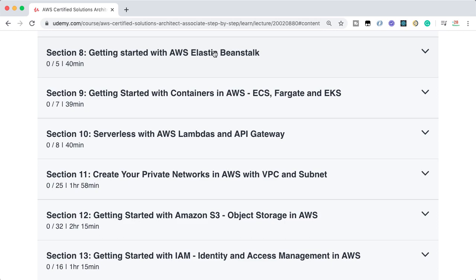We will look at AWS Elastic Beanstalk. We will look at different container related services, your Docker image related services in AWS, which are Elastic Container Service. We'll be talking about AWS Fargate. And also we'll be looking at a service which AWS provides for Kubernetes, which is the Elastic Kubernetes Service.